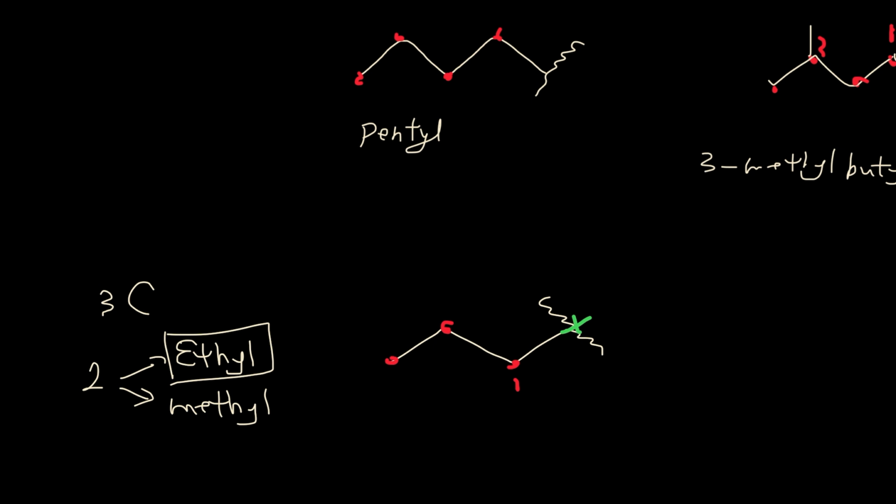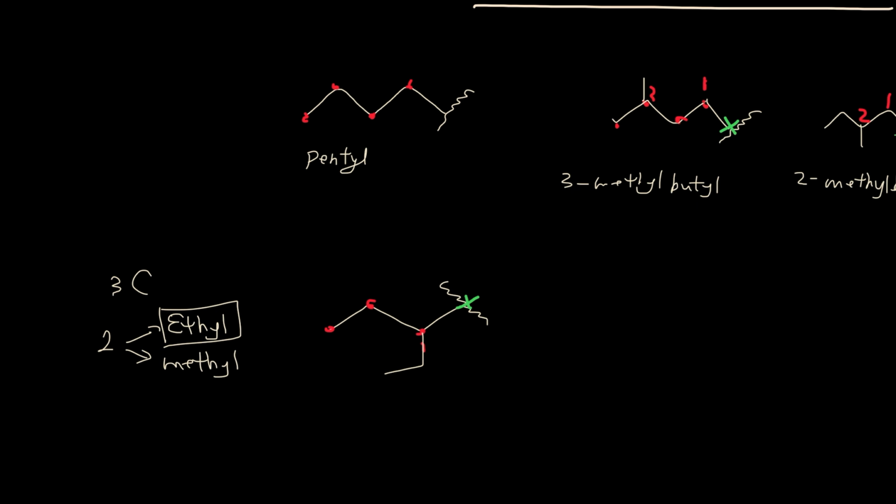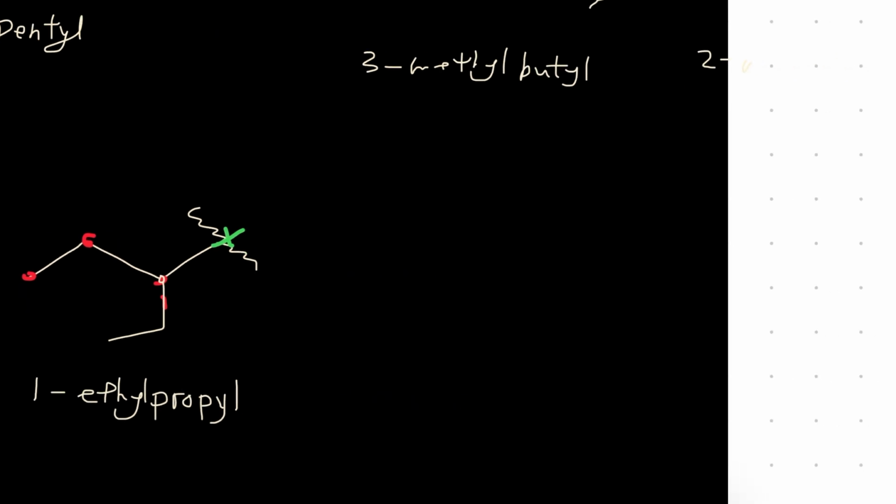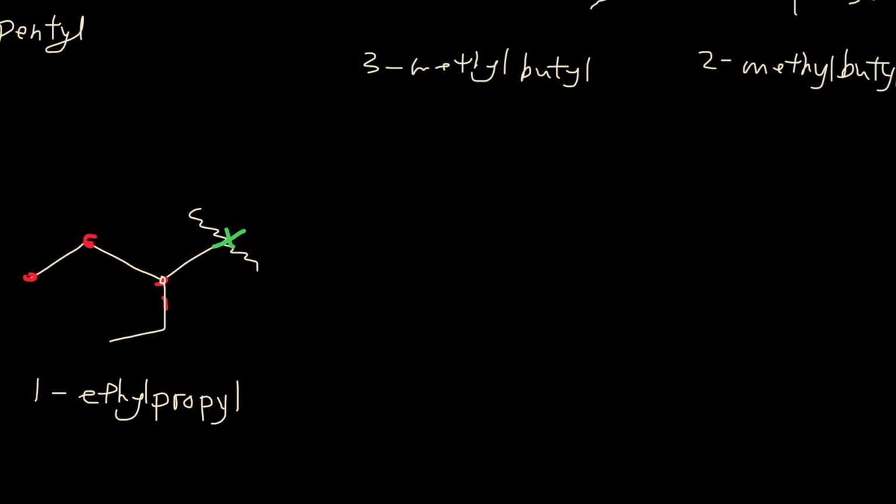So then we need to add an ethyl. Usually we add it in the middle of the group because if we add it to the end, it extends the parent chain of the alkyl group so that it becomes a butyl again instead of a propyl. So our ethyl is going to go on the first carbon. That's going to be 1-ethyl propyl. And there's nowhere else that we can put our ethyl because it will extend it into a butyl.